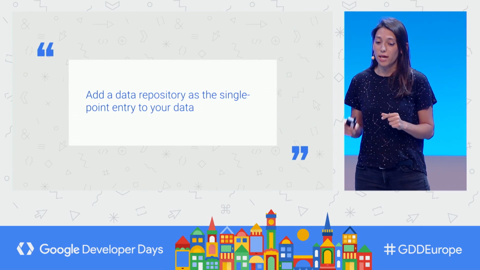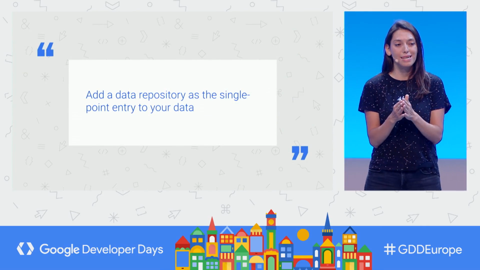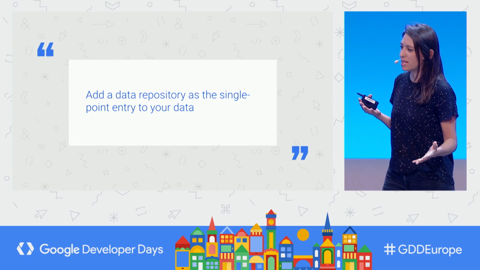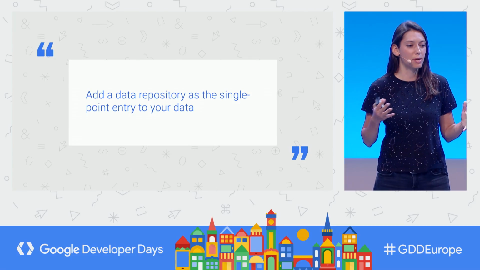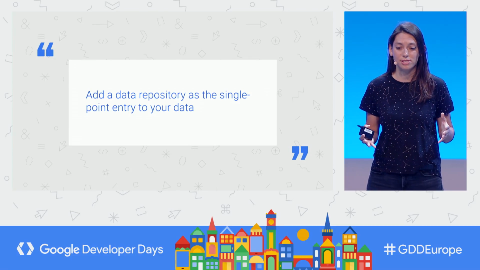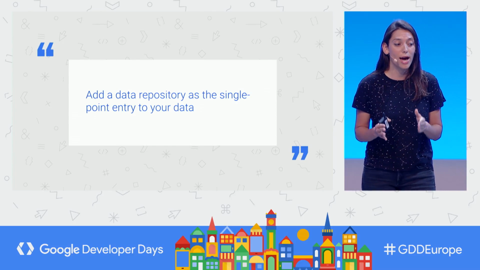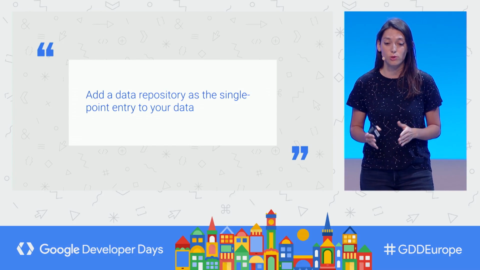So it's a good idea to have a data layer in your app completely unaware of the presentation layer, because algorithms that synchronize or keep caches or make database synchronizations are quite complicated. So you want to make sure that you add a single point of entry to your data.